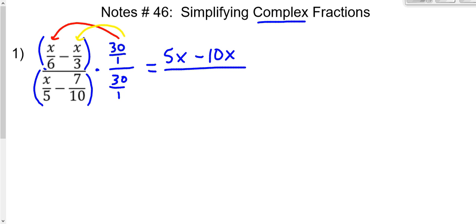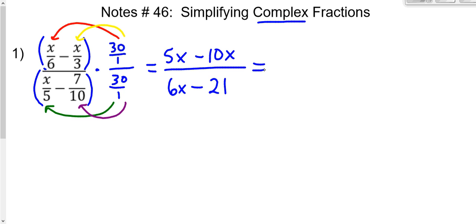Now let's do that with the denominator. We're going to multiply 30 by x over 5, and the 30 over 5 reduces to 6, so we have 6x minus, and we're going to multiply 30 by 7 over 10, and the 30 over 10 reduces to 3, so we have 7 times 3, 21. No more fractions in the denominator. They all went away in one fell swoop because we used 30, which helped us get rid of all 4 denominators. Now we can still simplify this expression.